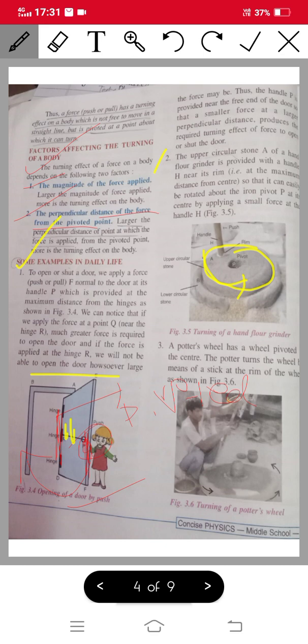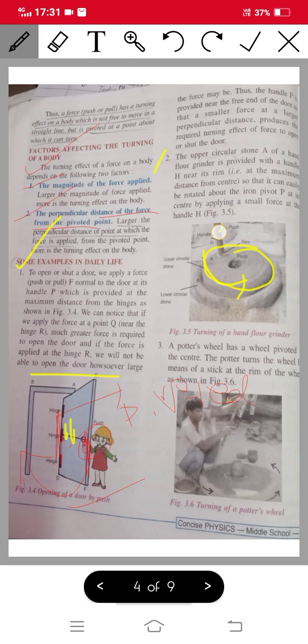First is the magnitude. So what is the force we are giving? If we are giving a high force, obviously the floor grinder will move fast, and if we are giving less force, it will move slowly, and the work will also be done slowly. And the second thing is perpendicular distance.